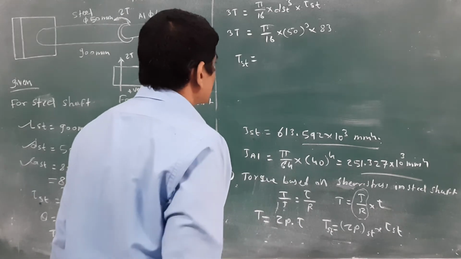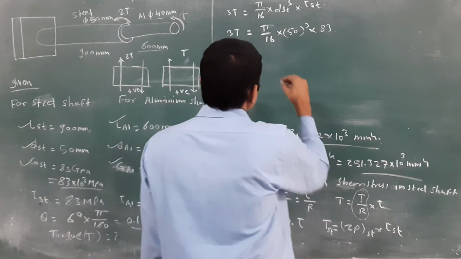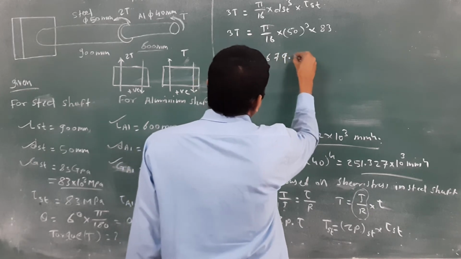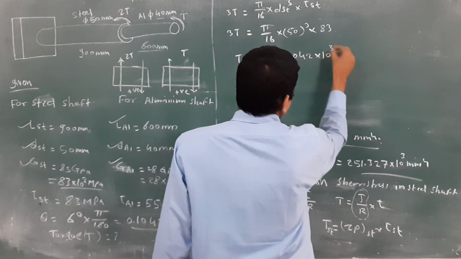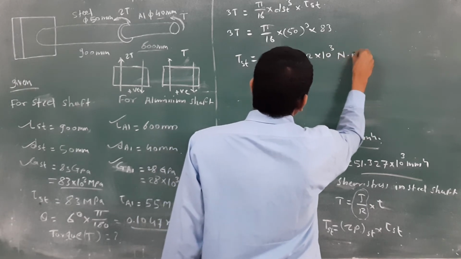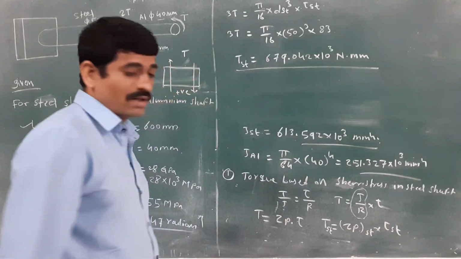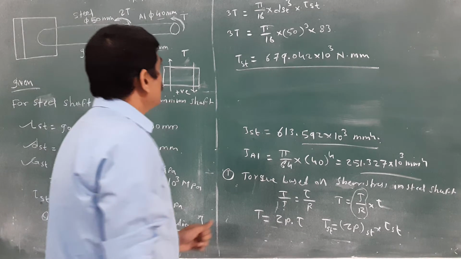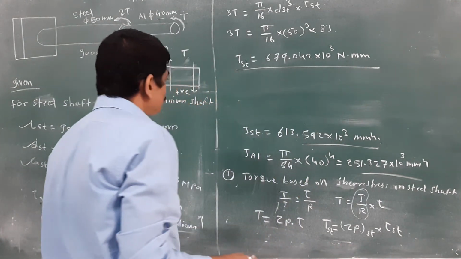Torque based on the steel, TST, is equal to this value, 679.042 into 10 raised to 3. This value we will get in Newton mm, because all the values we have considered in mm. That's why you will get the unit also as Newton mm.